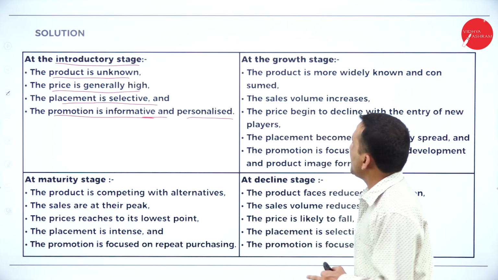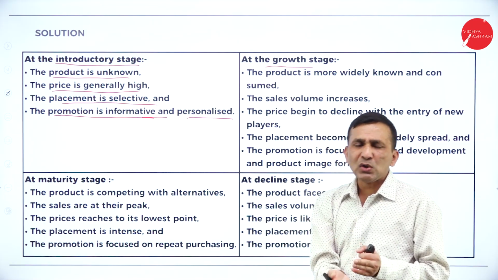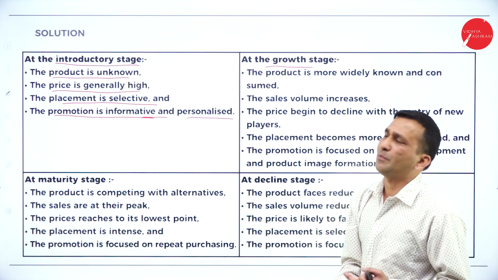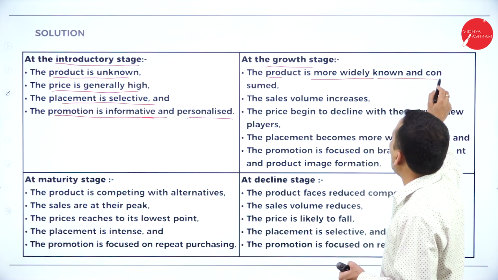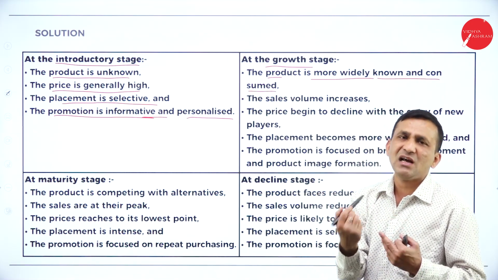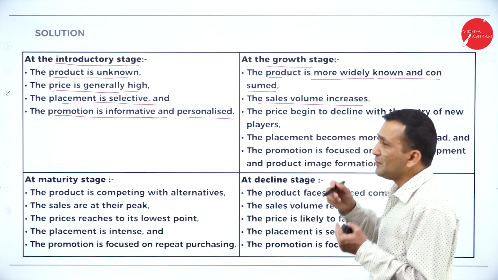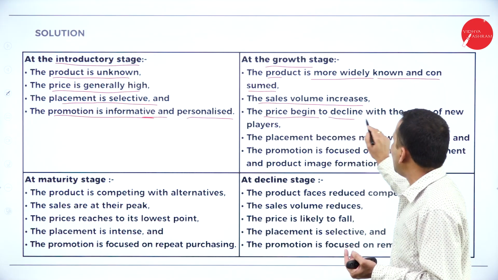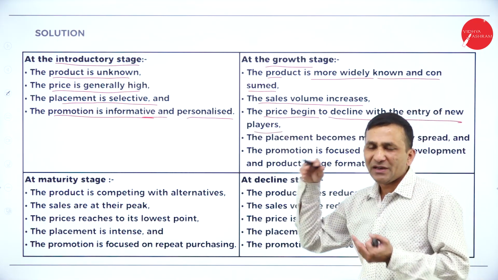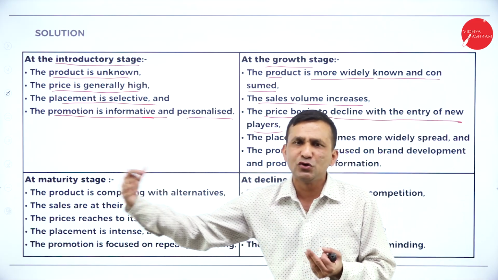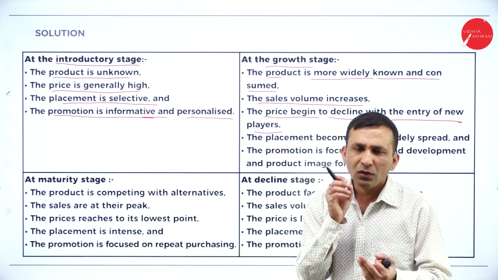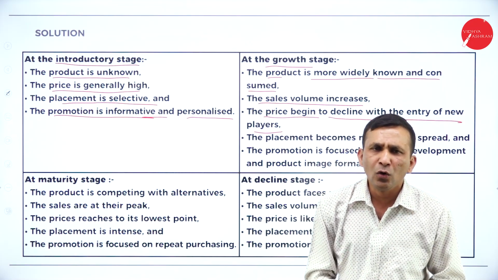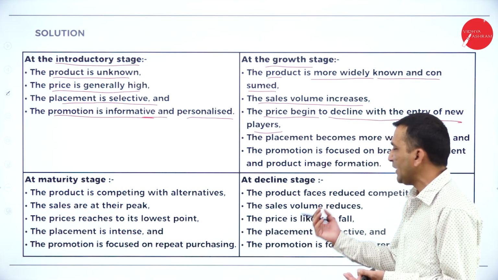The second stage is the growth stage. Since you have already created awareness, consumers start buying your product. The product is more widely known and consumed because consumers have accepted it, and the sales volume starts increasing. The price begins to decline with the entry of new players, because substitute companies offer a similar product. So now you need to reduce the price, give a discount, or do sales promotion activity.